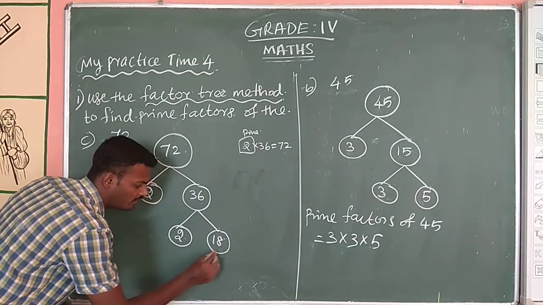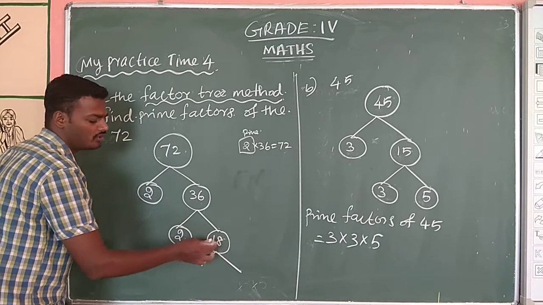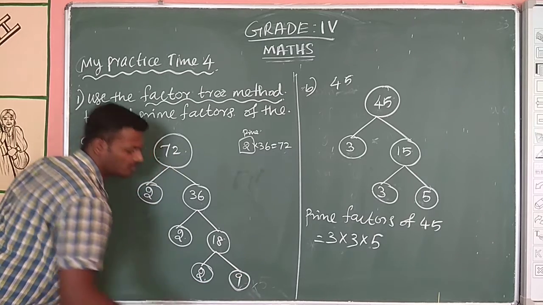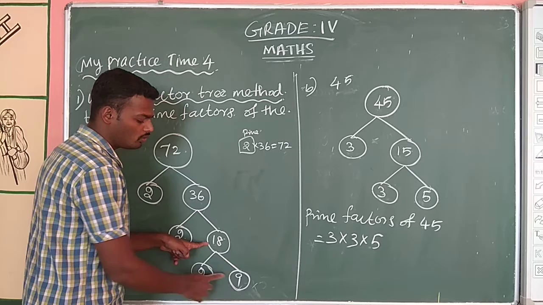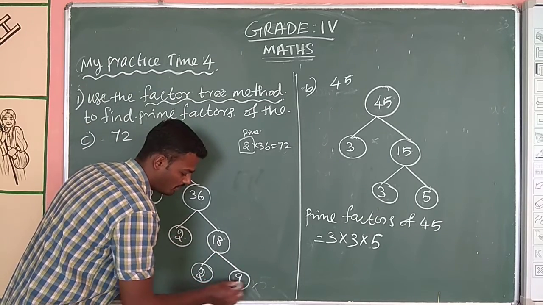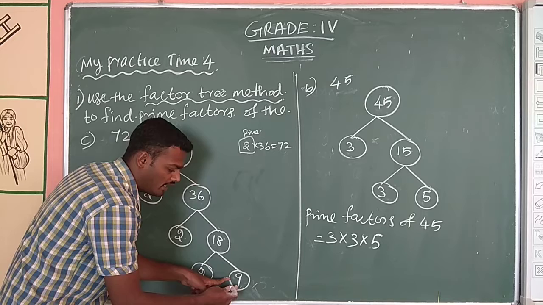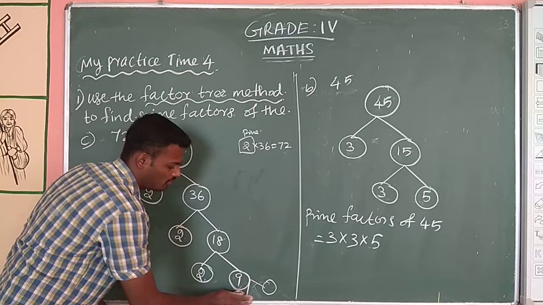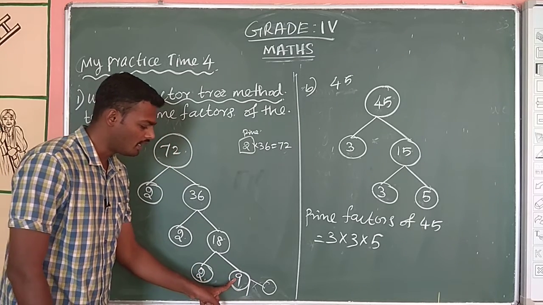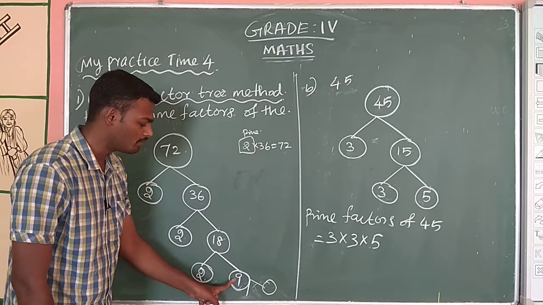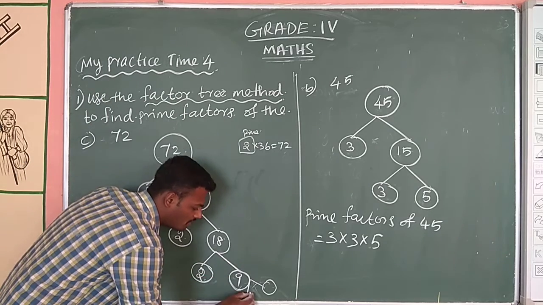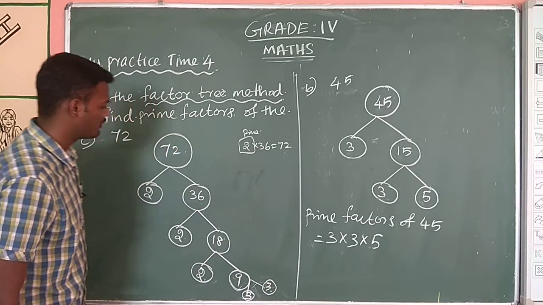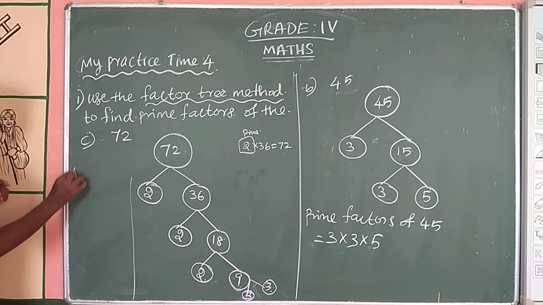Splitting 18: 18 is an even number, so an even number comes in the second table. So 2 9s are 18. Next, 2 is a prime number. Leave the prime number. Next one, 9. We split 9 in two parts. 9 is an odd number, so it does not come in the second table. Next, the third table: 3 3s are 9.